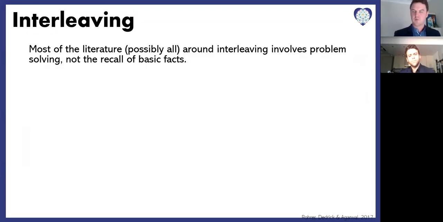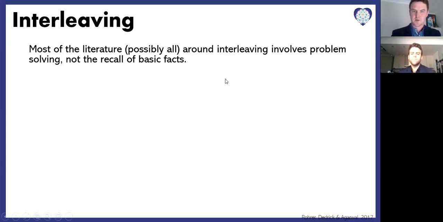And to be aware of that, we probably need to have a little bit of a deeper dive into interleaving than that basic definition that we spoke about earlier. So the first issue is that actually most of the, possibly all of the literature into the effects of interleaving, and the studies that have found positive effects of interleaving have been about problem solving, not about the recall of basic facts. So we talk about interleaving a lot, but the evidence that exists is talking about problem solving.